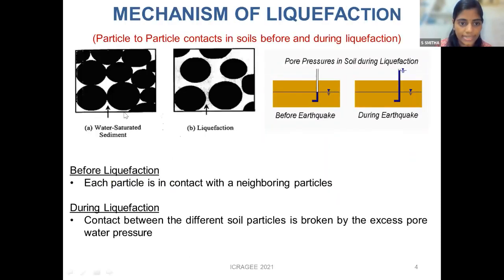Here we can see the mechanism of liquefaction. Initially, the particles had contacts with each other, but after liquefaction, the particles lose their contact due to the pore pressure buildup, and the soil itself behaves like a liquid.